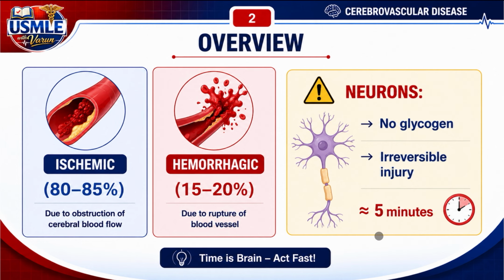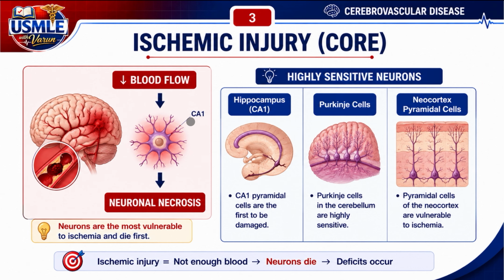One thing to remember about stroke is that neurons have no glycogen reserves. The only thing that helps them keep functioning is a continuous supply of blood for glucose. So, if blood flow stops, irreversible brain injury can begin in about 5 minutes, and that's the reason why we call it a medical emergency. So, time is the brain. We need to act fast in case of strokes.